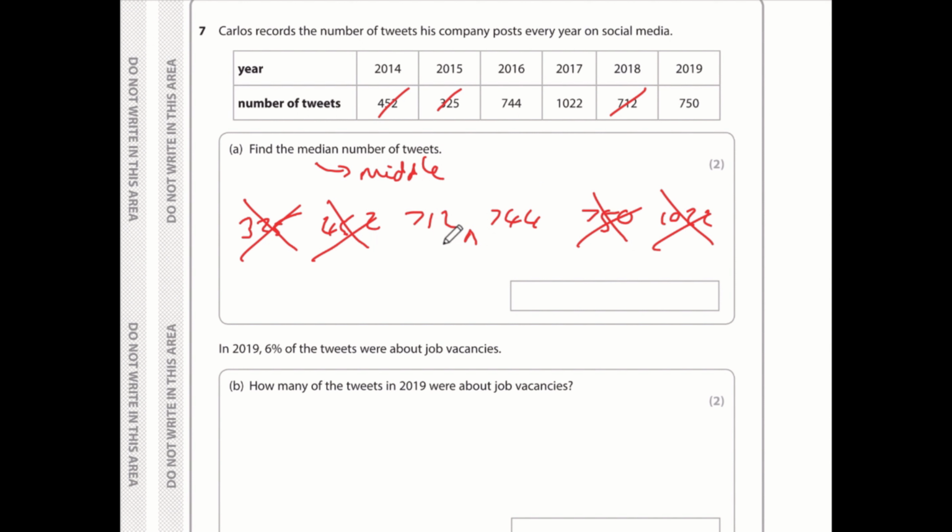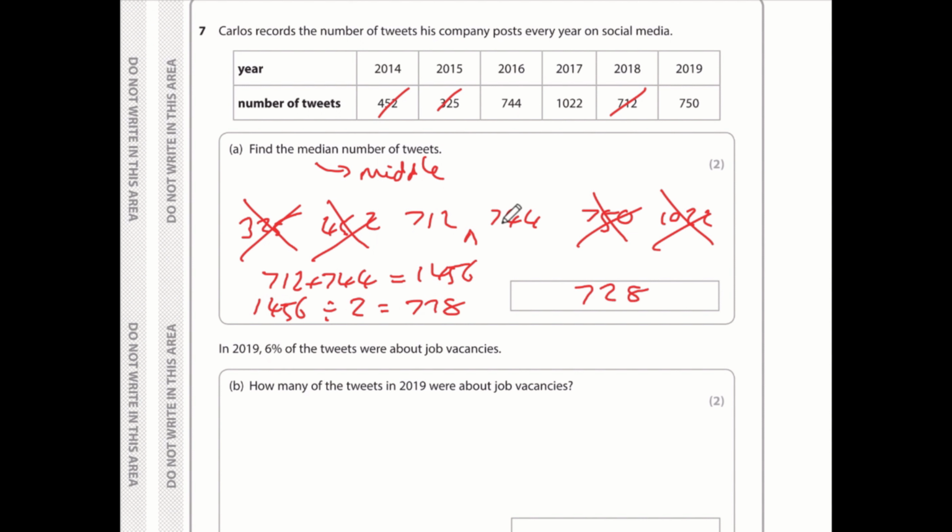Now, if this was 8 and 10, the median would be easy to work, it would just be 9. But what is halfway between 712 and 744? Well, what we can do is add the two numbers together. 712 plus 744 is 1456, and just divide this number by 2. Basically just work out the mean of these two numbers. So 1456 divided by 2 is 728, so that is the mean, 728.